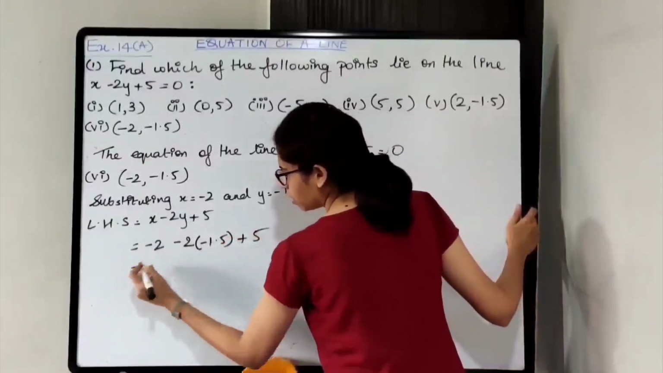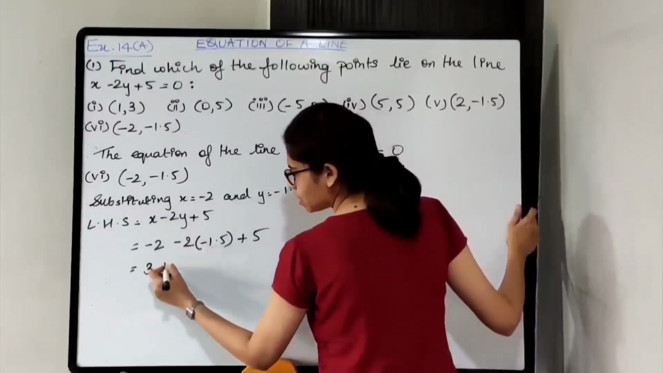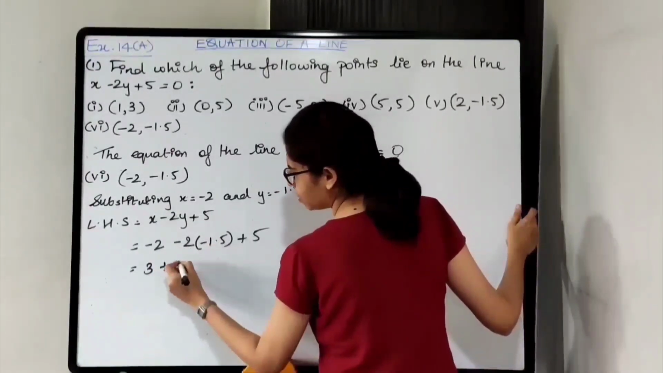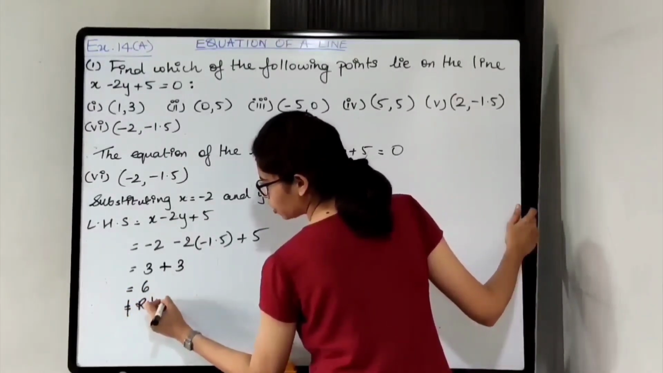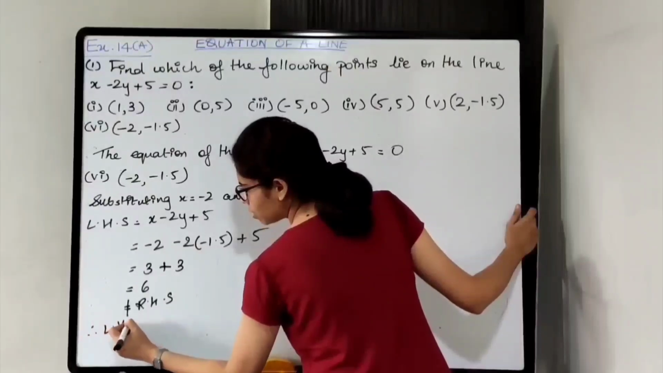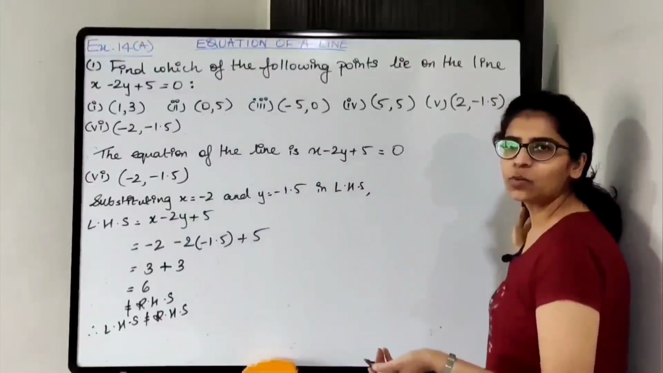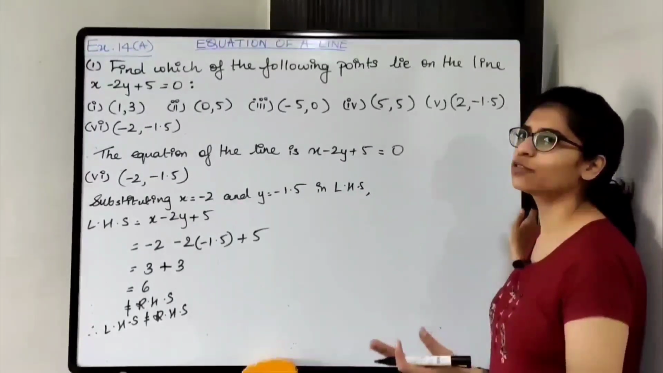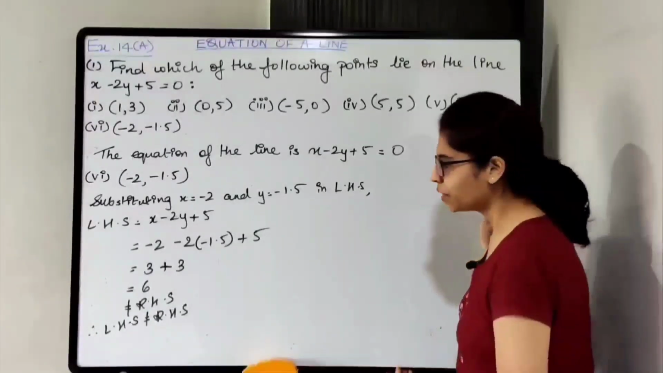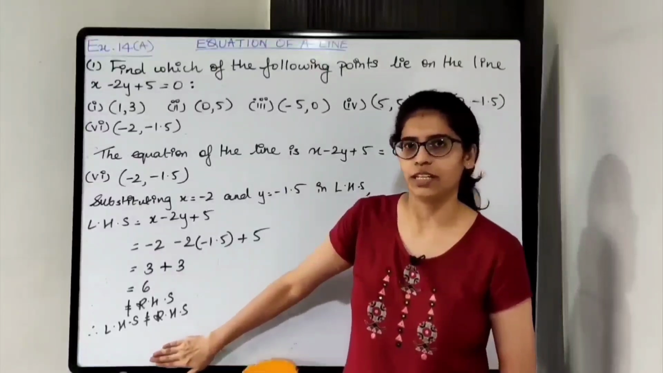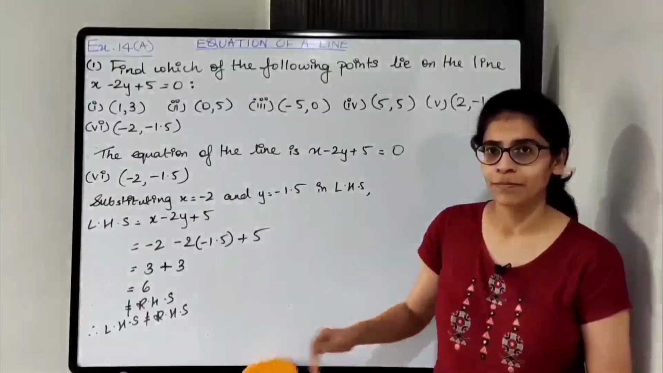So 5 minus 2 will give 3, and minus into minus becomes plus. 2 into 1.5 gives 3. So 3 plus 3 is 6, which is not equal to RHS. Therefore, LHS is not equal to RHS. Since it is not equal, it is not satisfying the equation, therefore it does not lie on the line x minus 2y plus 5 equal to 0. So you know the two statements that you have to write down, okay? So don't forget the statements, students, it's very, very important, okay?